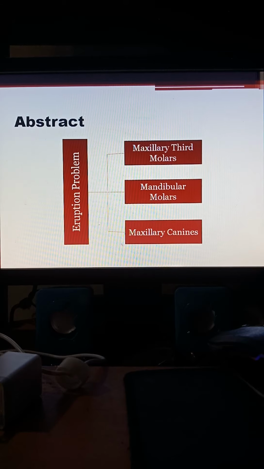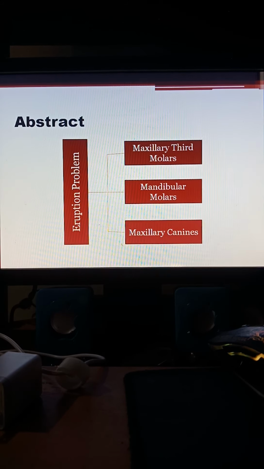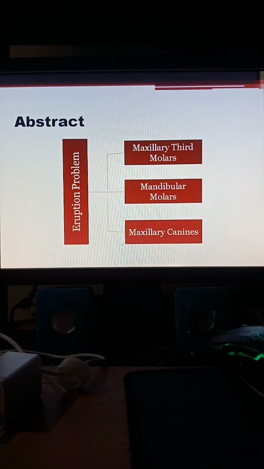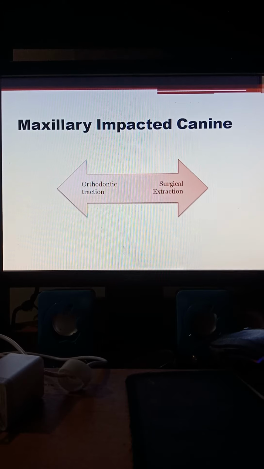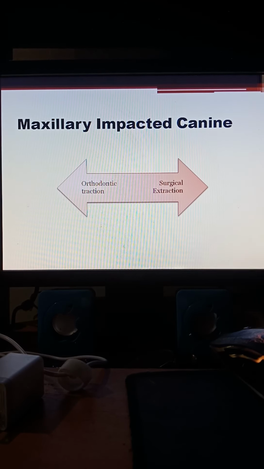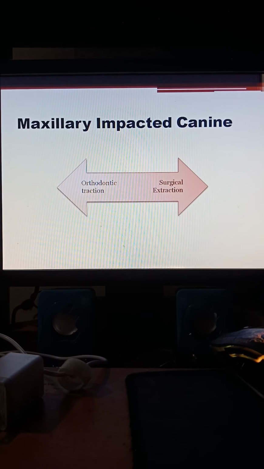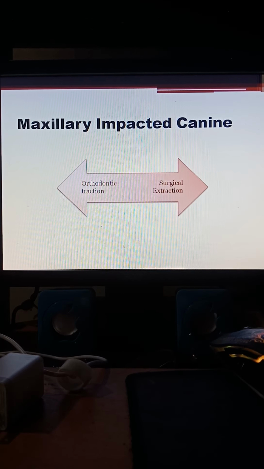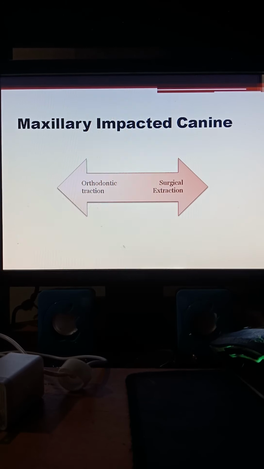In the abstract part, I describe the eruption problem of the human teeth. The maxillary canine is frequently involved in eruption problems and becomes impacted, following the maxillary and mandibular third molars. When impacted maxillary canine is not susceptible to orthodontic traction or implantation, then surgical extraction is the most appropriate treatment.